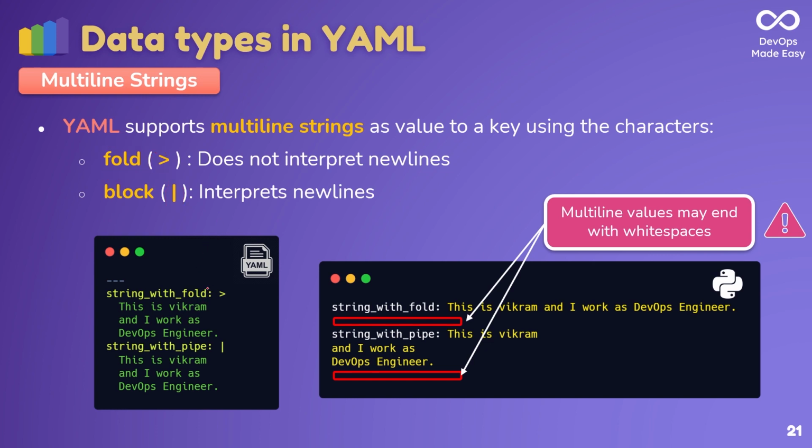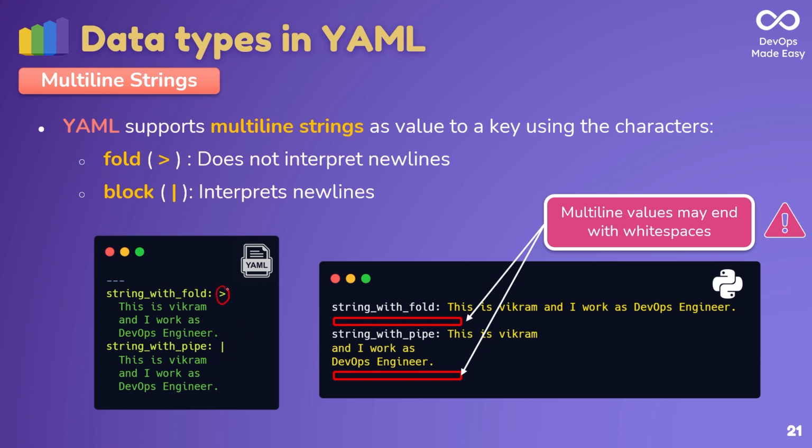So this is the key, right? Here I can have this as the key, colon, and the whole value I can put it here. Since this is a very huge line, I decided to break it and put it into three different lines. So how does YAML know that this is a multi-line string? It uses either this character or this character. This is a fold character, this is a block character.